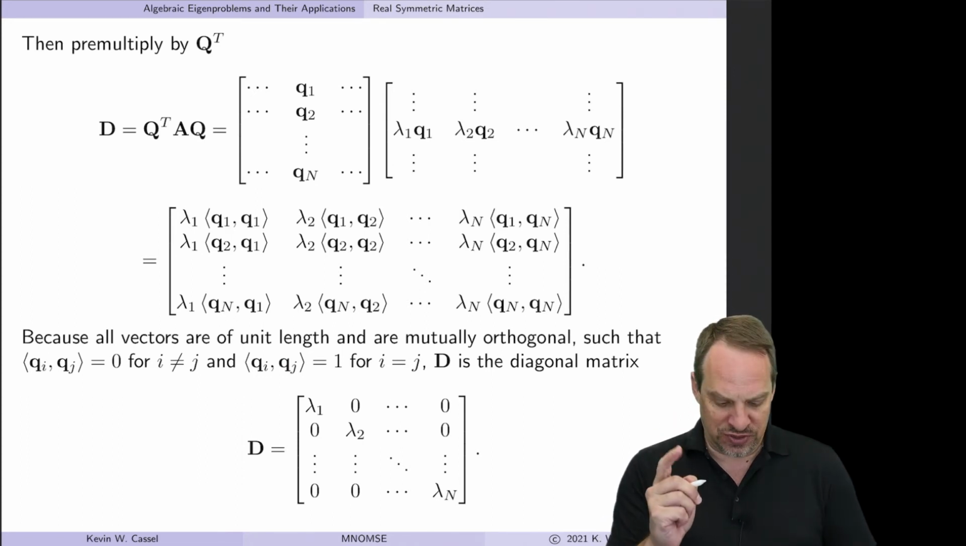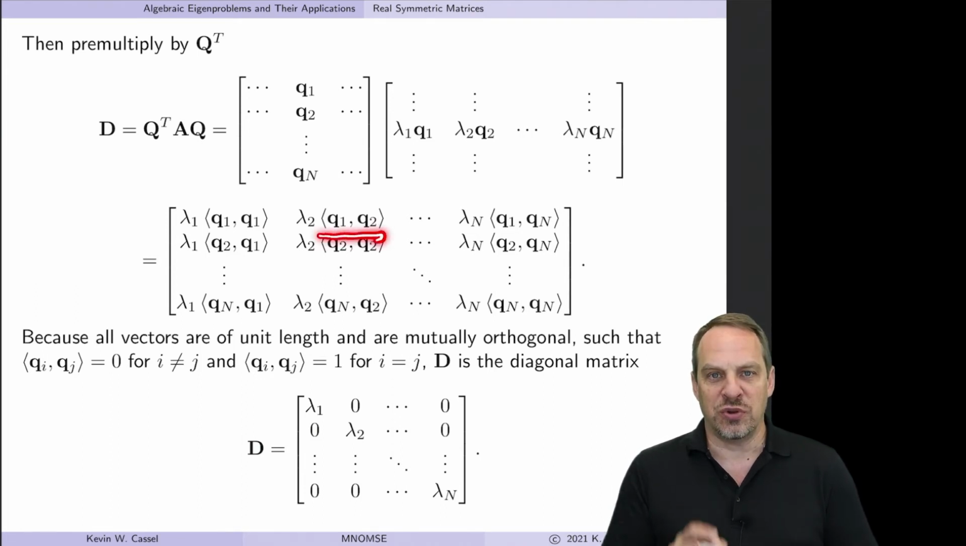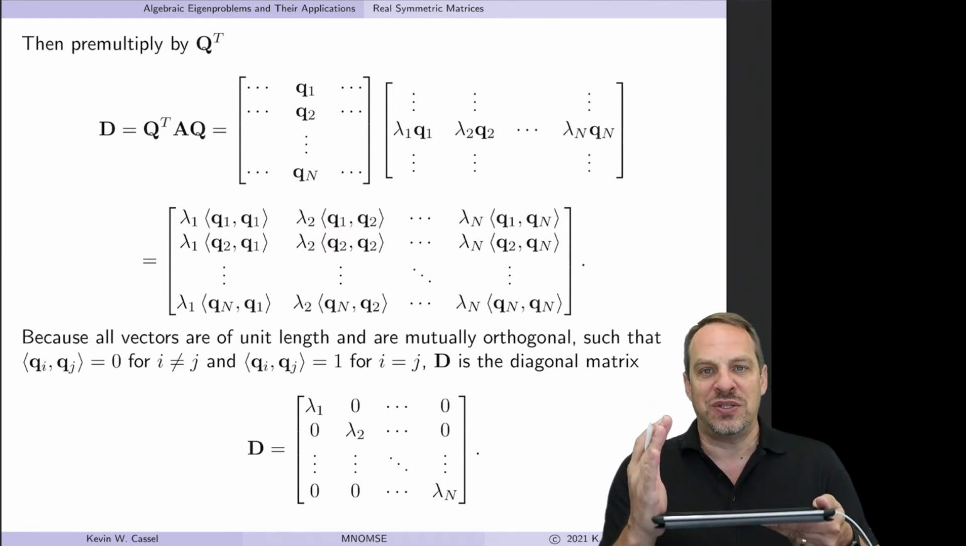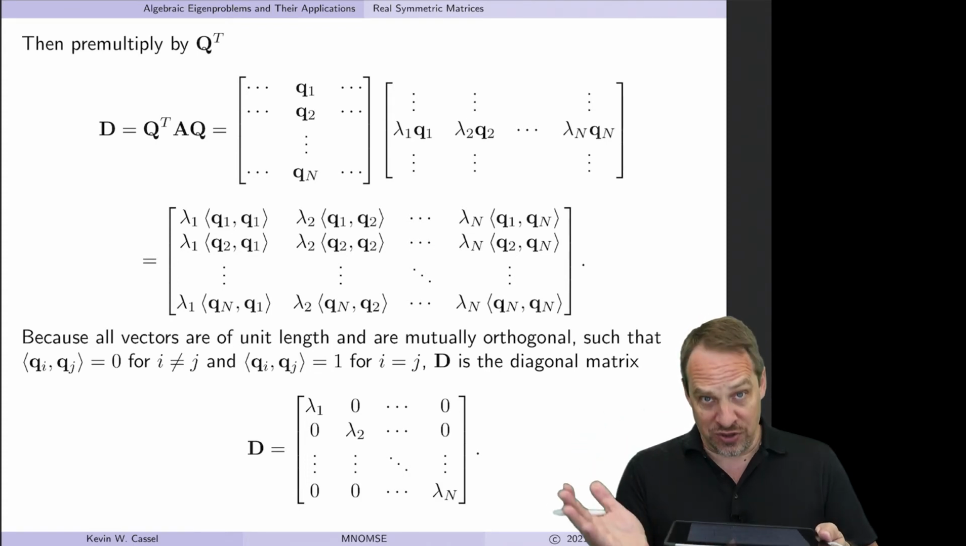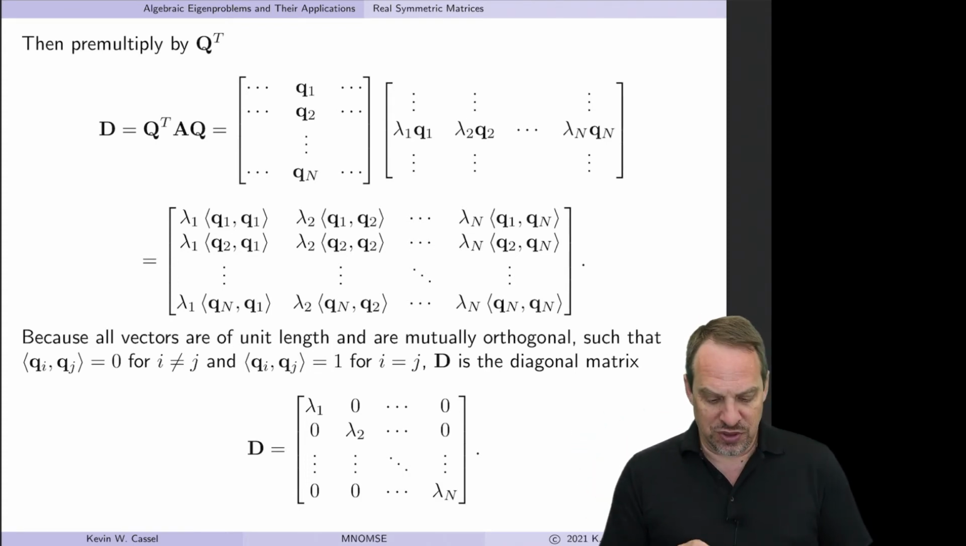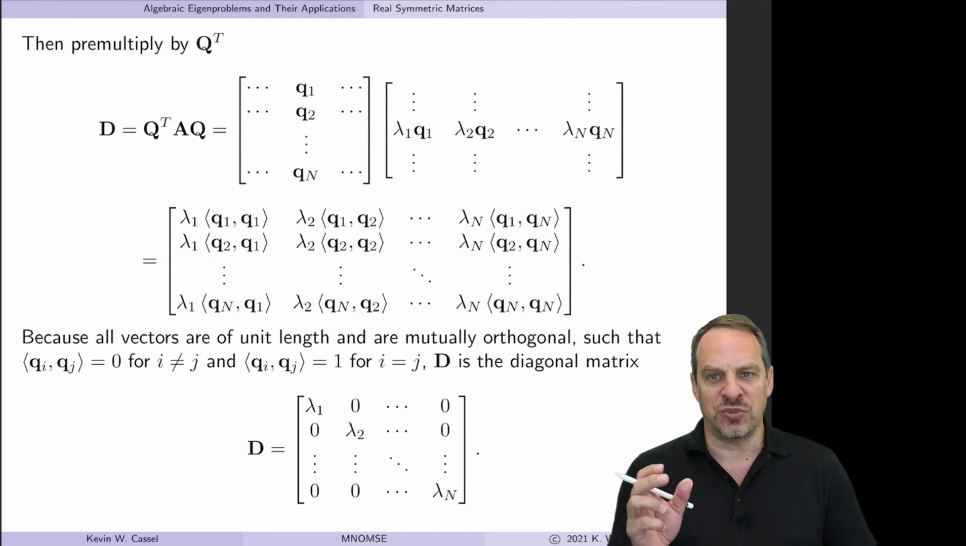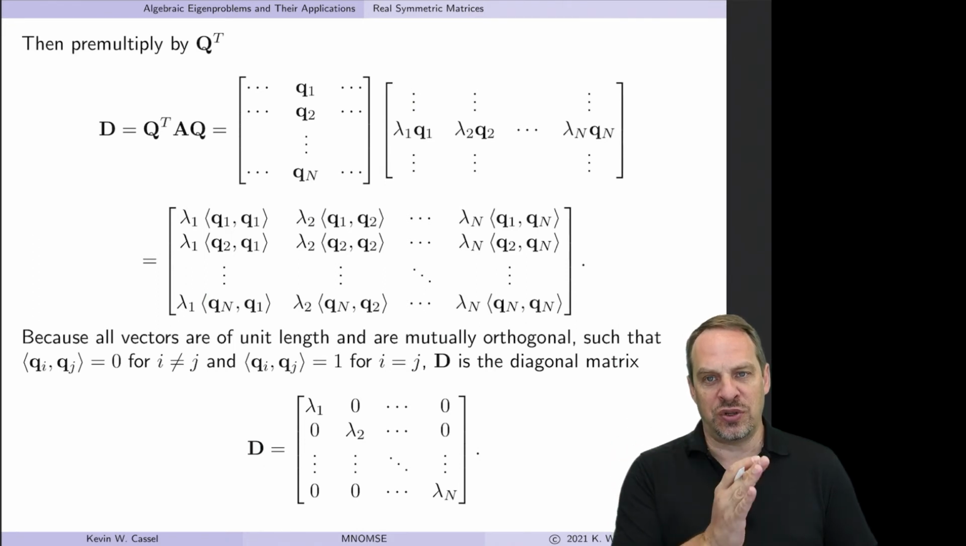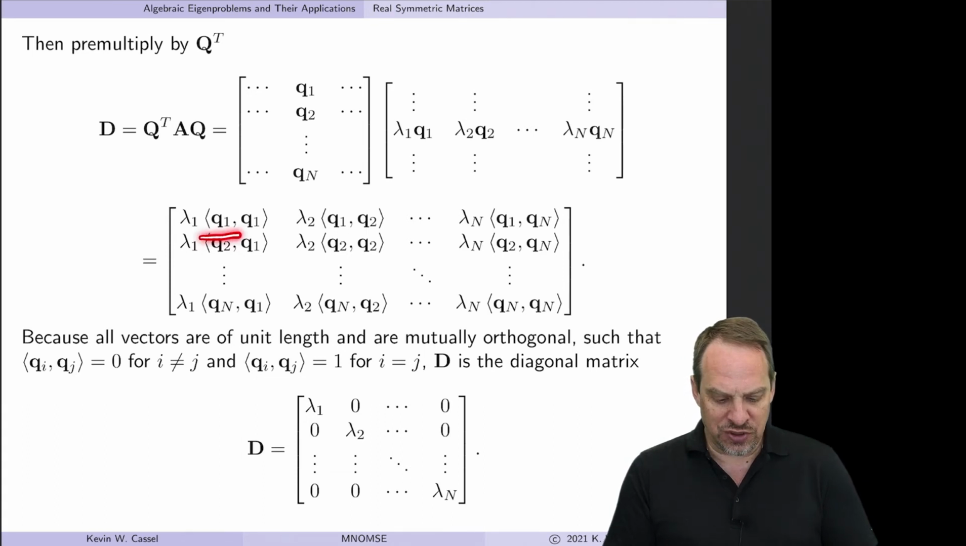So now watch what happens. The inner product of any Q with any other Q. Remember, these are orthonormal vectors. They're orthogonal to one another. So that means that the inner product of any one of these vectors with one of the other vectors is 0. So this inner product vanishes, all of these vanish. All of the off-diagonal terms become 0 because it involves an inner product of one Q with another, one orthogonal eigenvector with another.